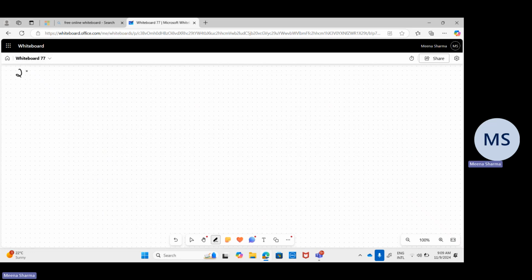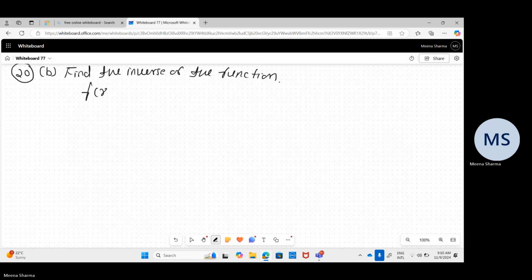Then the question number 20 and part B. Okay. What is given? Part B. Find the inverse of the function. The function is given there, which is f(x) equal to 4 upon (x plus 5) minus 3.